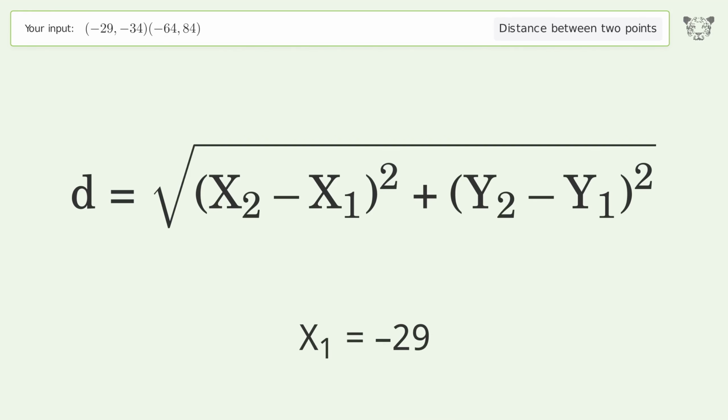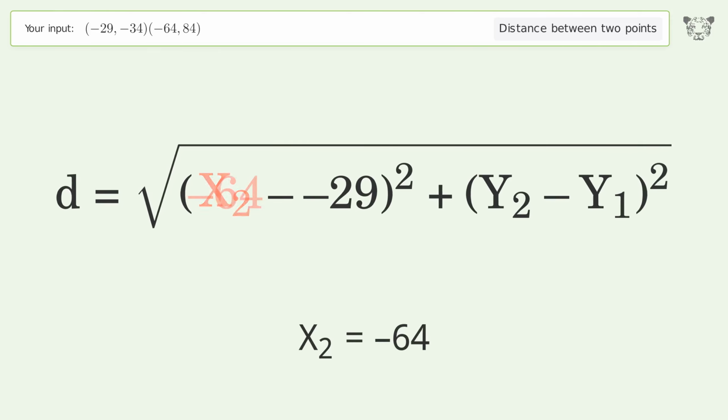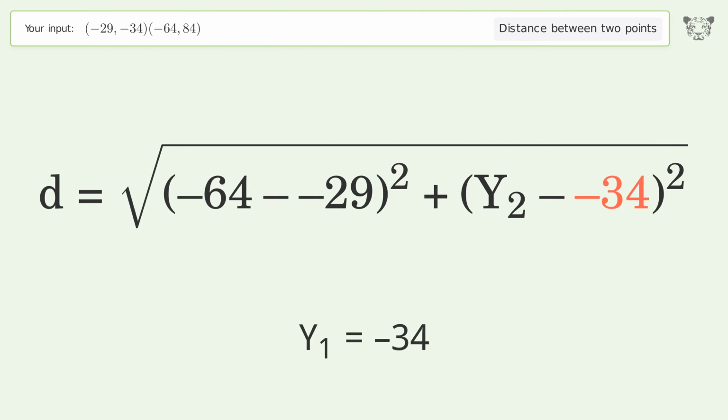x1 equals -29. x2 equals -64. y1 equals -34. y2 equals 84.